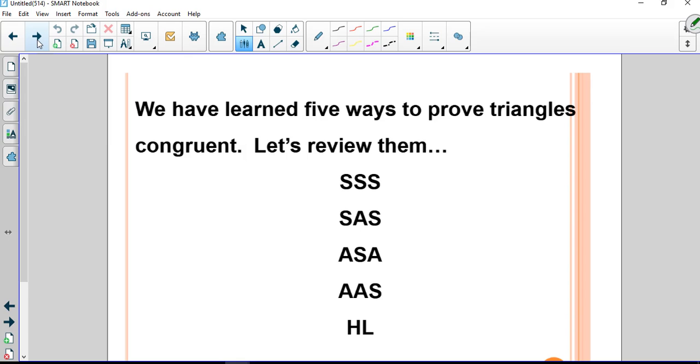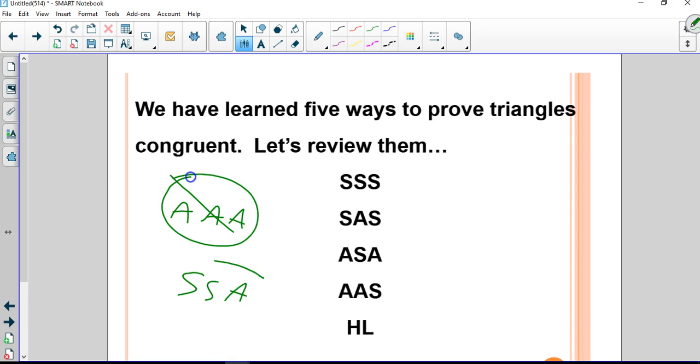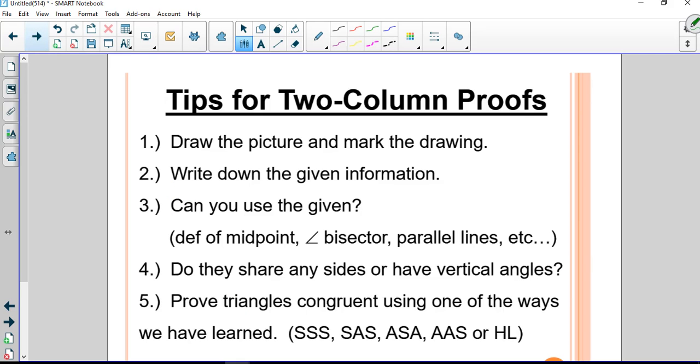Remember a couple of rules we don't have? We do not have angle, angle, angle, and we do not have SSA. Just a reminder. Now, we've been doing some proofs before, but we're going to go back to it.